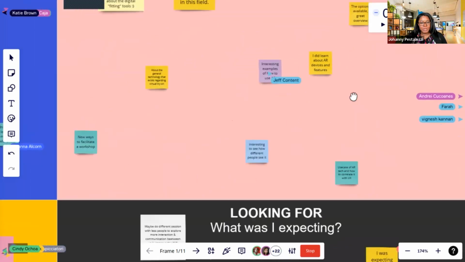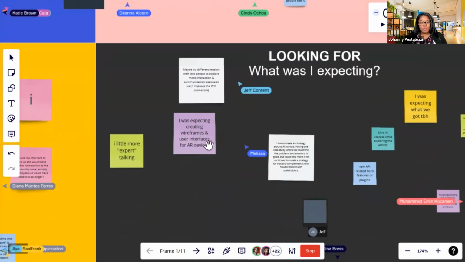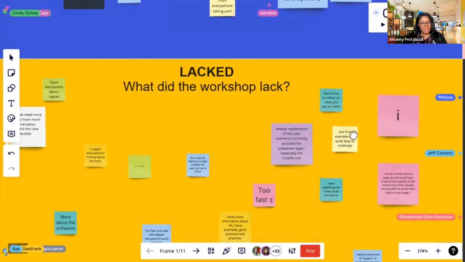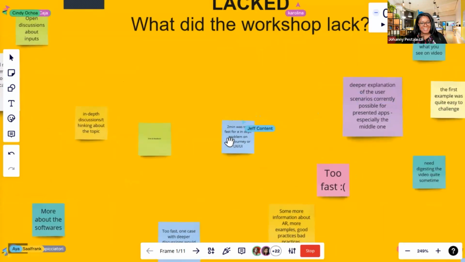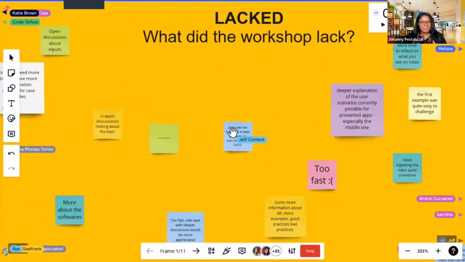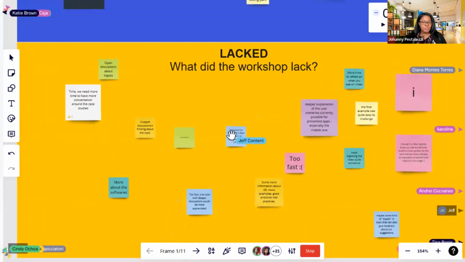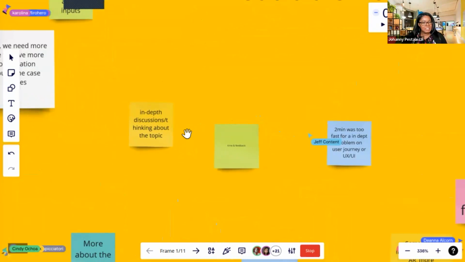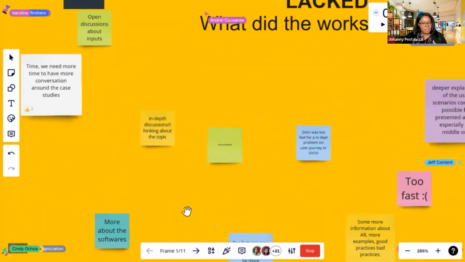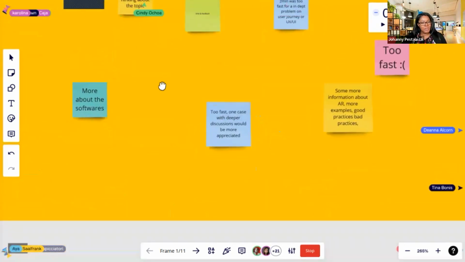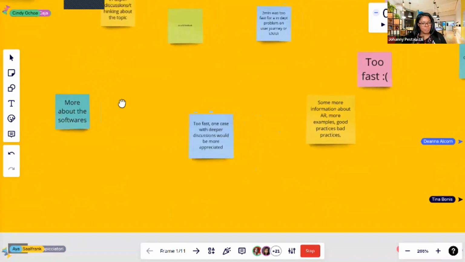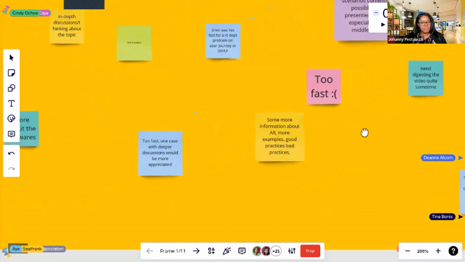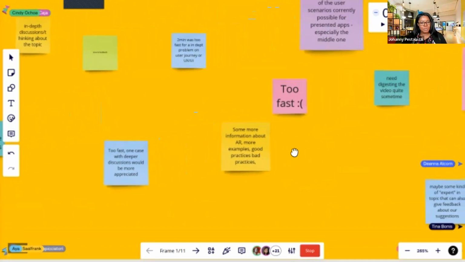Interesting examples on how to use AR. What you were looking for, or maybe what the workshop lacked. Too fast. I get this, but I try to condense everything in this short time, but definitely agree with this. It would be super nice to do an extended workshop with some more examples and more discussion. Fully agree. In-depth discussion, thinking about the topic, more about the software. Too fast, one case with deeper discussions would be more appreciated. Some information about AR, more examples, good practices.